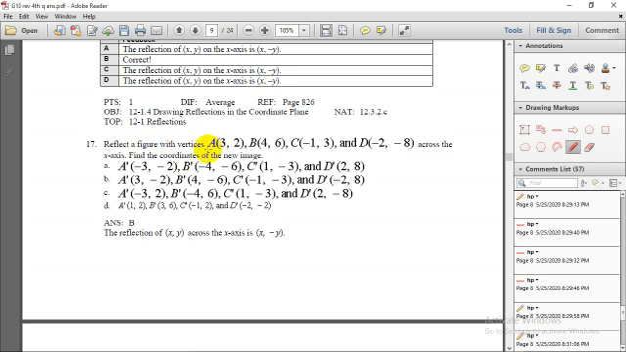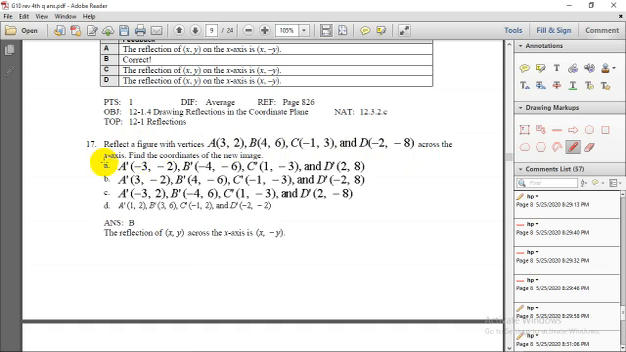Reflect the figure of vertices A, B, C, and D also across the x-axis. You can pause the video and try to solve it by yourself. Okay, just the same as the other one. Did you try to solve?